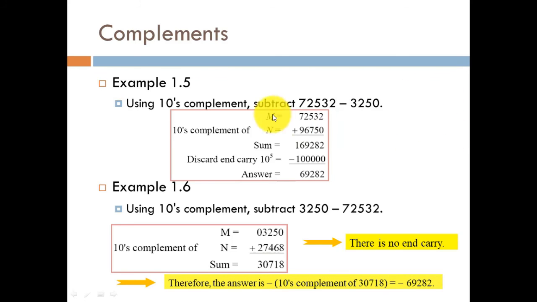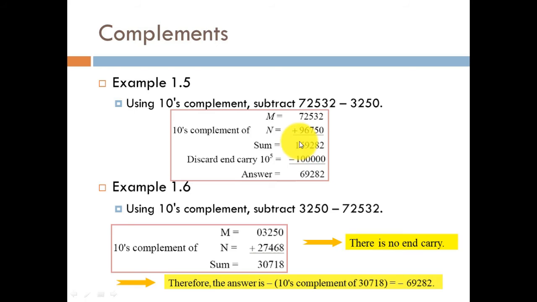Here M is equal to 72532, and N is the tens complement of 3250. The tens complement would have been evaluated as 96750. The summation of these two turns out to be: 2 plus 0 is 2, 3 plus 5 is 8, 5 plus 7 is 12, carry 1, 6 plus 2, 8, plus 1 is 9, then 9 plus 7 is 16.